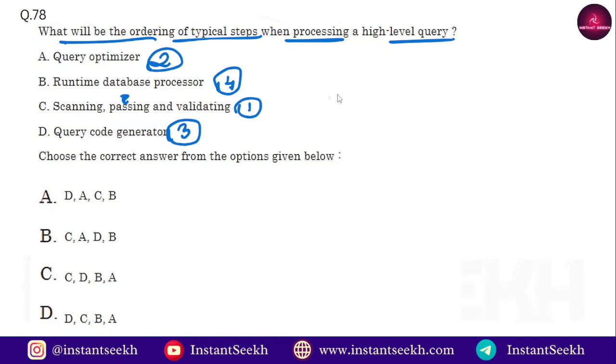So let's put down the steps. First is option C, that is the first step is to scan the query, parse it and validate if it is following the structure or the syntax. Next is query optimizer, that is option number A. It finds the most efficient way to execute the query. After that comes your query code generator, that translates your query plan into optimized executable code. And at last, a runtime database processor is there, that is your option B, that executes the generated code to retrieve the required data from the database.